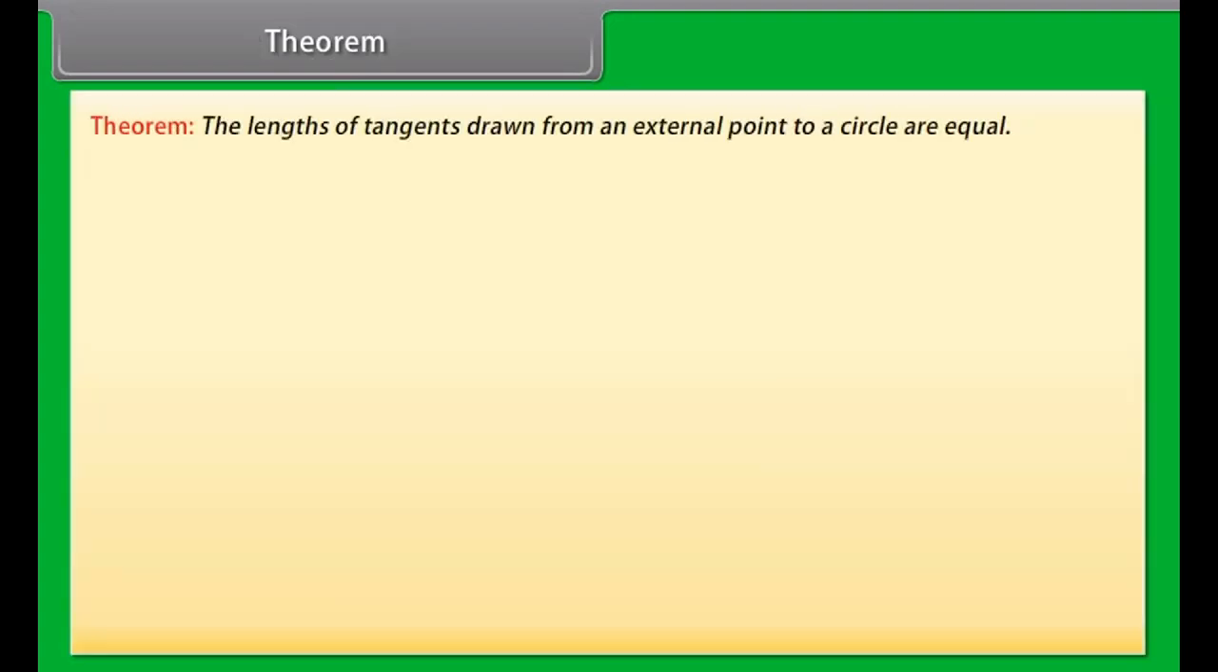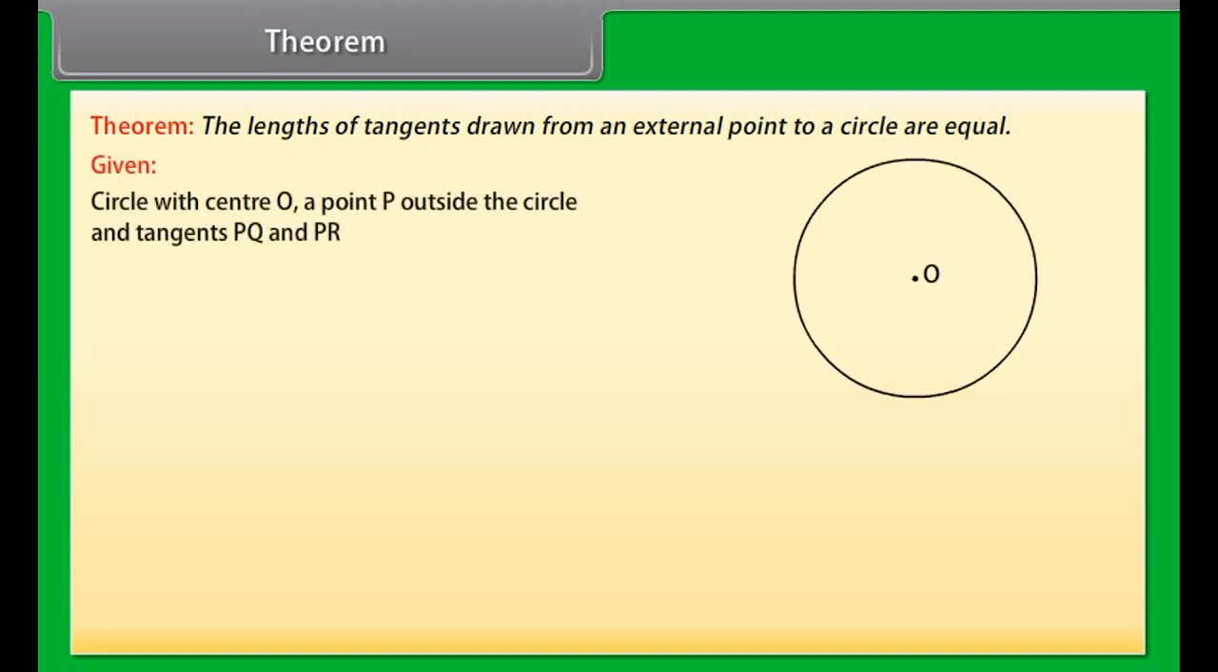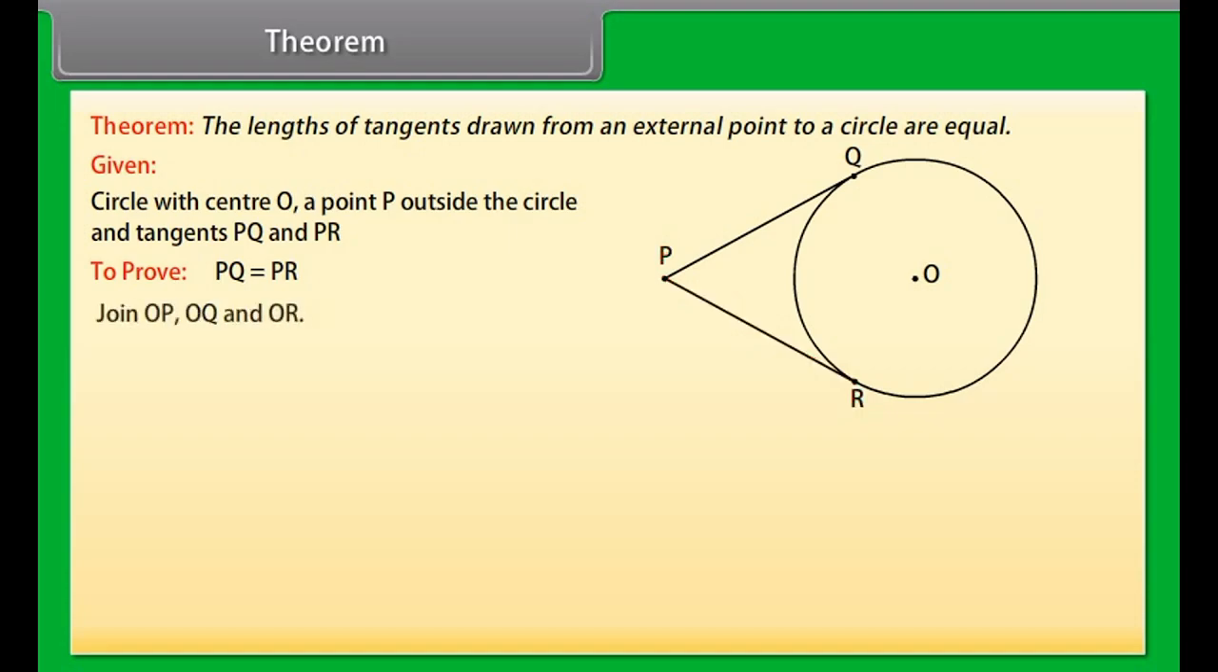Theorem. The lengths of tangents drawn from an external point to a circle are equal. We are given a circle with center O, a point P lying outside the circle, and two tangents PQ and PR on the circle from P. We need to prove that PQ is equal to PR. Let's join OP, OQ, and OR.